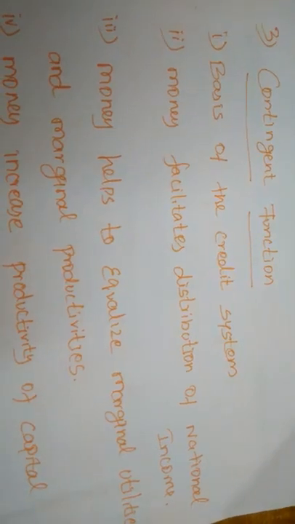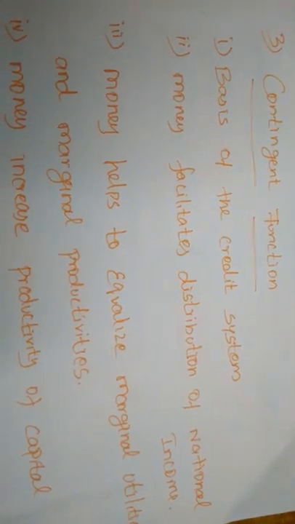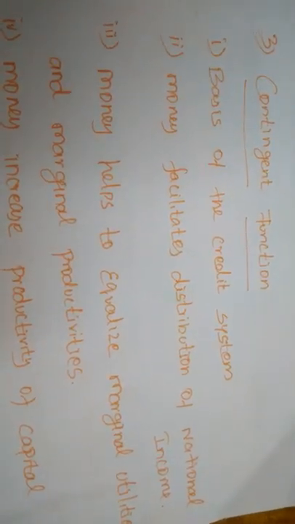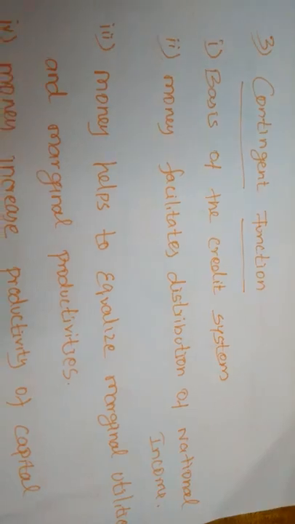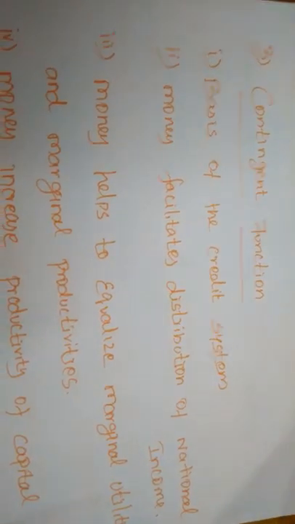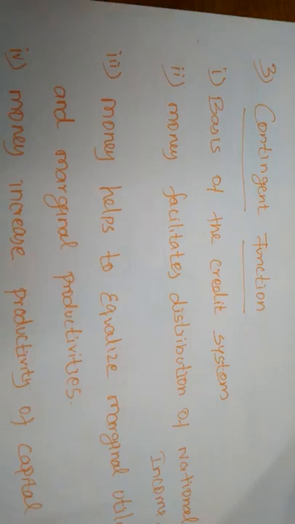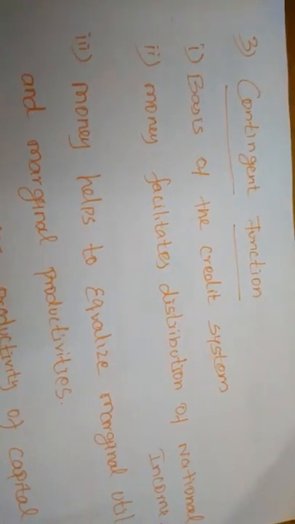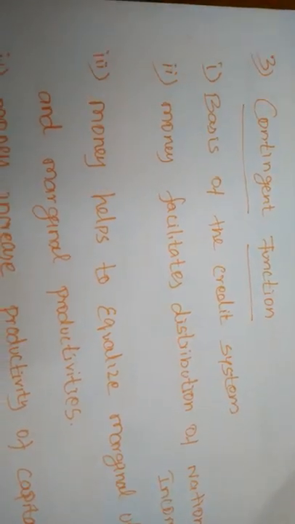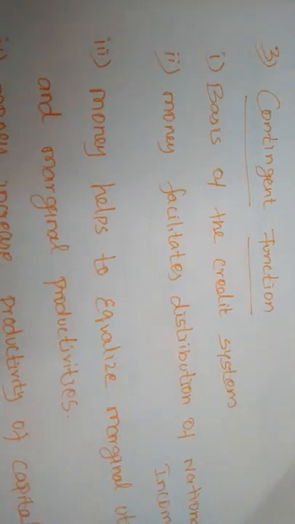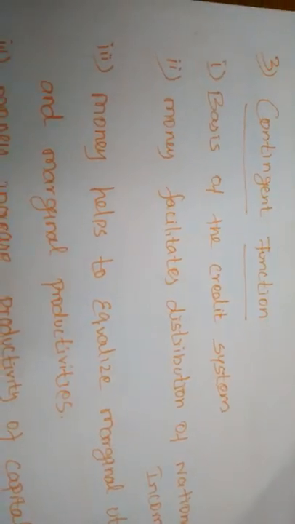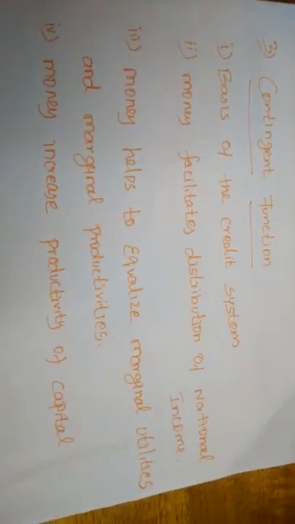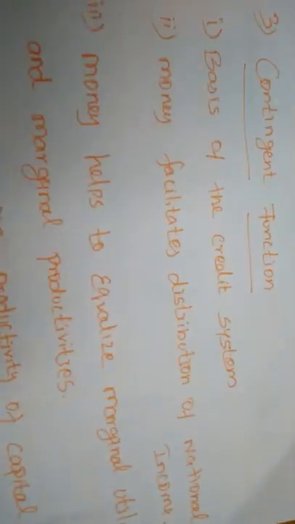Even banks provide credit facilities, and on what basis do they provide them? On the basis of money. Suppose you are using a credit card, you must have an amount of money in your bank account. So that amount of money is called the basic account. Only when you have the amount in your account can you use the credit card, otherwise you cannot, right?